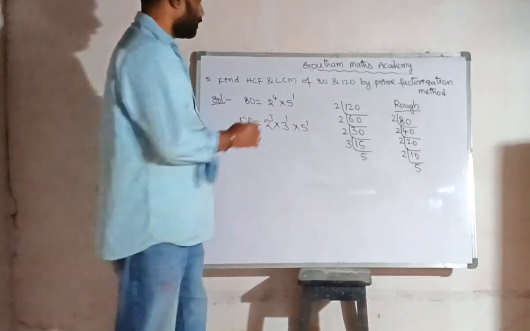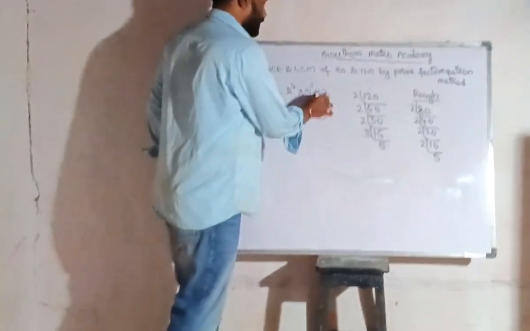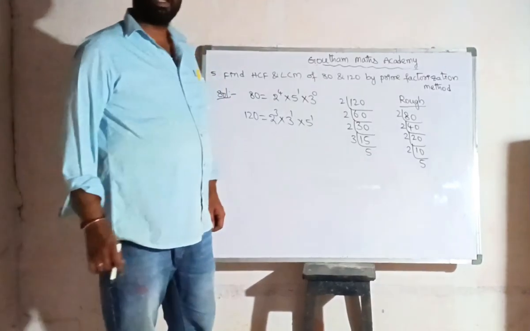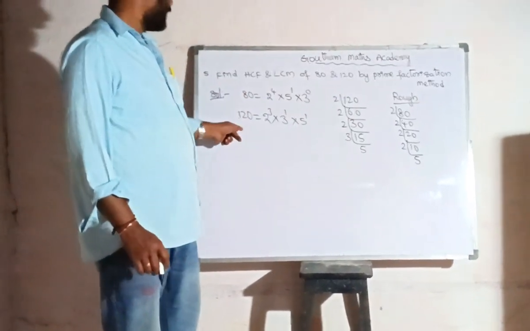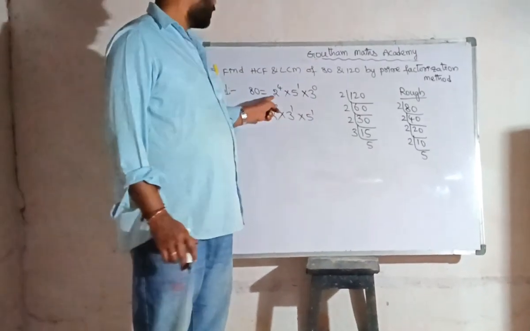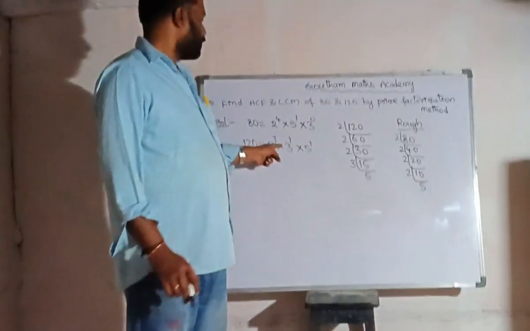Here 3 is absent. For the sake of convenience we can write it as 3 power 0. The value will not be changed. So both 80 and 120 have the same prime numbers 2, 3, 5.